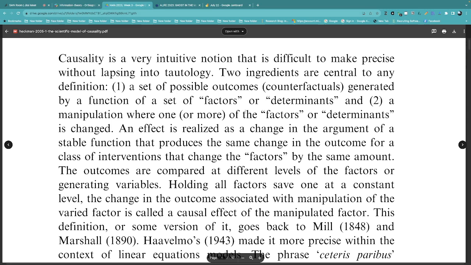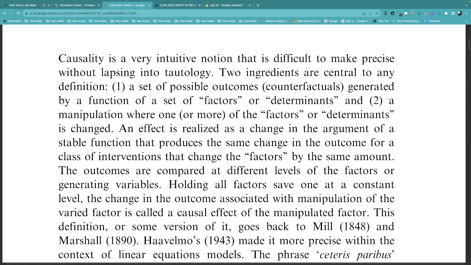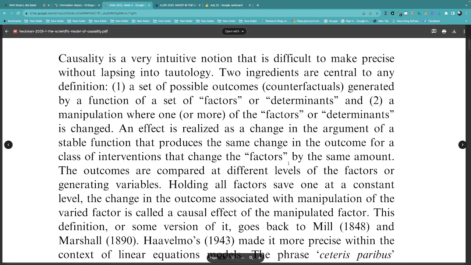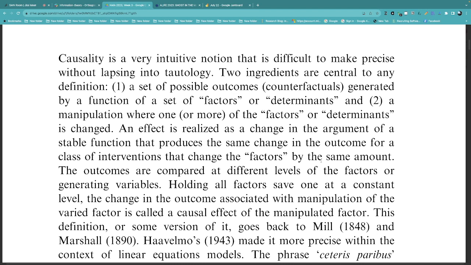So this is what they're arguing. An effect is realized as a change in the argument of a stable function that produces the same change in the outcome for a class of interventions that change the factors by the same amount. So basically, it's like in a control condition, you might have no effect. In an experimental condition, you might have an effect of a certain size. And then I can say that my intervention had an effect of a certain size, and it's due to that intervention and nothing else. That's what you're saying.